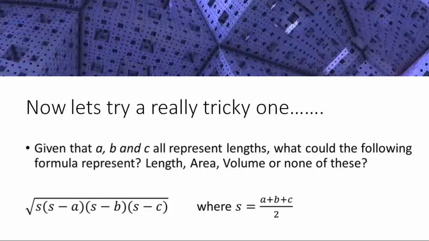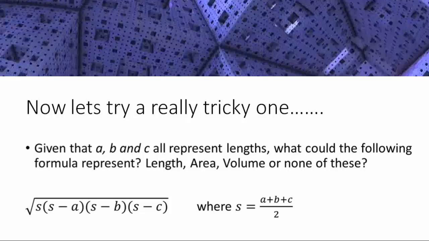Now, if s is a length itself, and a, b and c are all lengths, then s minus a is a length, s minus b is a length, and s minus c is a length, because if you ever do a length subtract a length, you're still in the length world, the world where we have a dimension of order 1, and therefore what we have within the square root is length times length times length times length, which brings us to the power of 4.